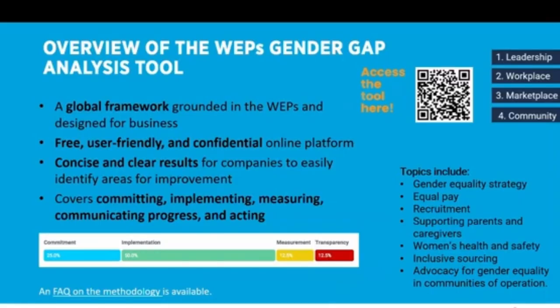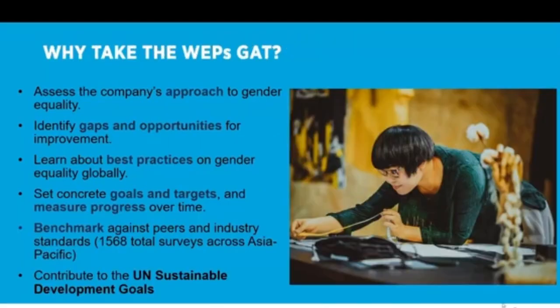So the topics it covers is pretty much everything. It is a comprehensive questionnaire that goes across all those WEPs. So it looks at, do you have a strategy in place, equal pay, recruitment, supporting parents as caregivers, also health and safety, inclusive sourcing, so supplier diversity, and then also looking at what you're doing in the communities. There is also an FAQ on the methodology if anyone's really interested in diving in further, and I'll take you to the website a little bit later on.